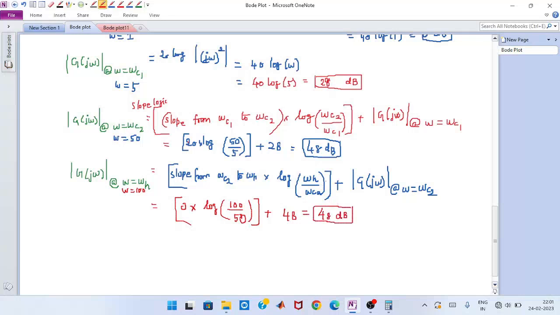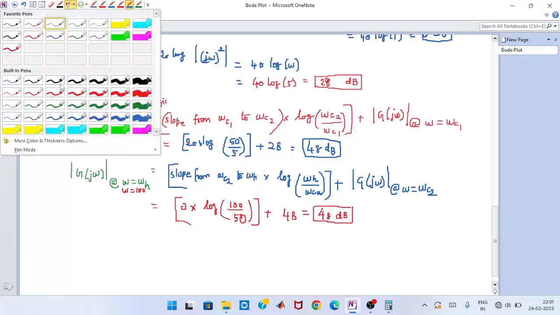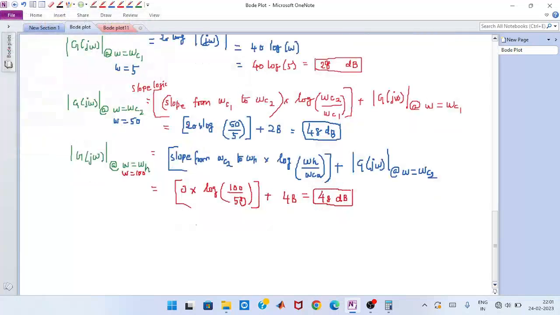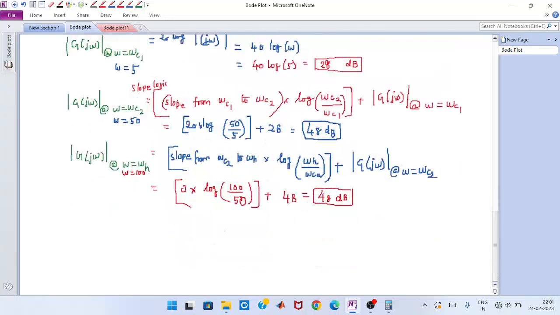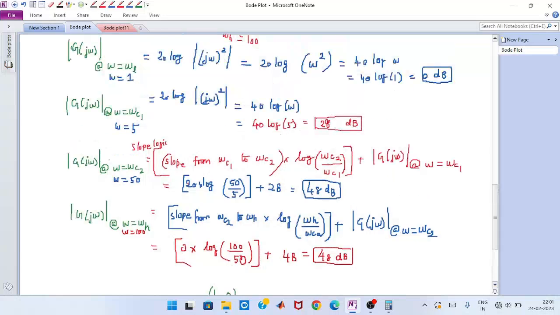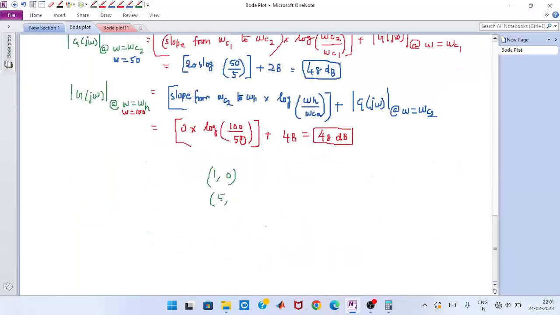Now, after finding the magnitude, what you have to do is just write down the values. At the frequency omega equal to omega L, we have considered omega equal to 1. So what is the corresponding magnitude? 0 dB. So you have to write the value 1 comma 0. Next, omega equal to omega C1, that is 5. At the frequency 5 the corresponding magnitude is 28. So you have to write down 5 comma 28.